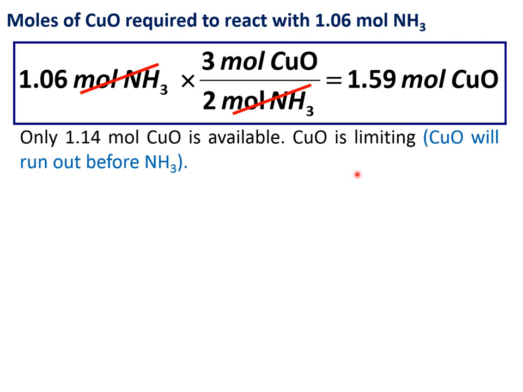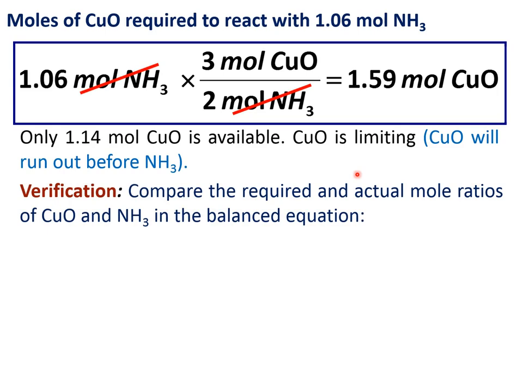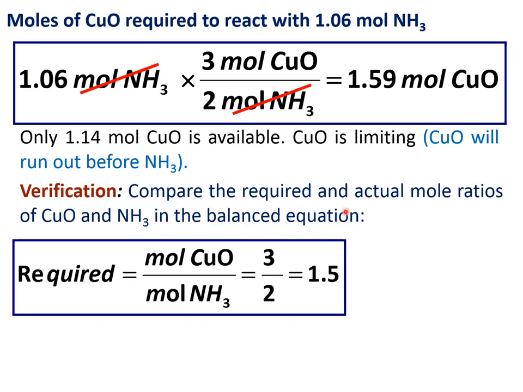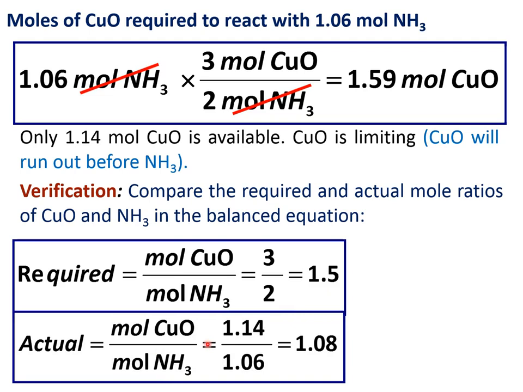Let us calculate the required value. So the ratio of the number of moles of carbon oxide to the number of moles of ammonia is 1.5. For the given or the actual value, is it the same or less or more? It is less. Then the number of moles of carbon oxide has a deficiency, so carbon oxide is limiting.